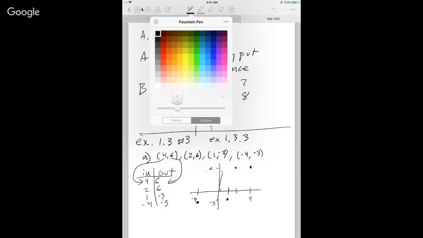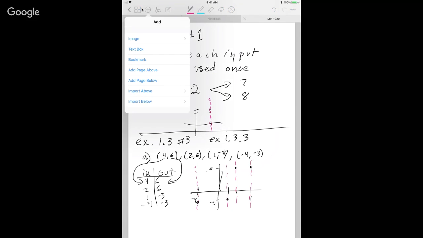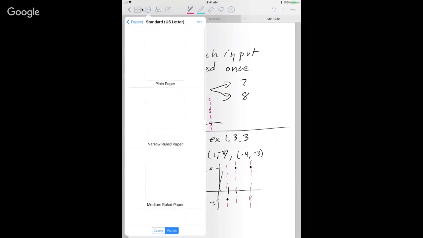And so if I go vertical line testing, we already know this works, right? It does not violate the definition of a function. But if I wanted to do the vertical line test, I can do some drop lines here and see that I'm not hitting another point when I do these vertical lines at the points that I have. So therefore, we have a function. All right, so I will do this on another page here and do C.